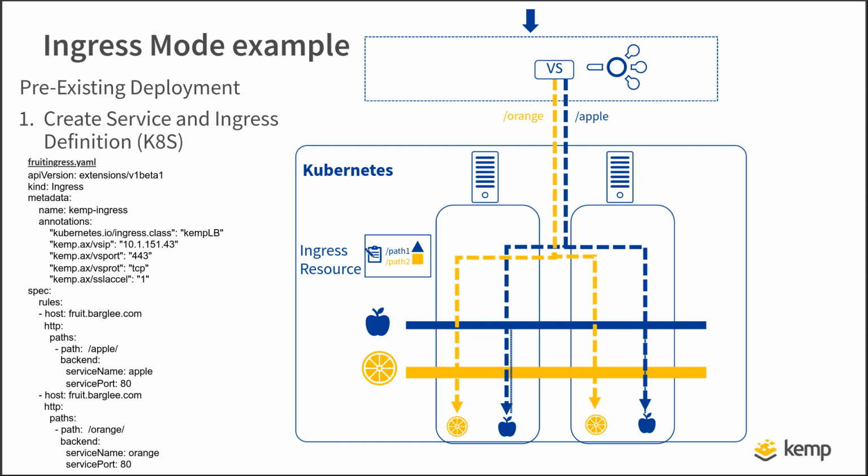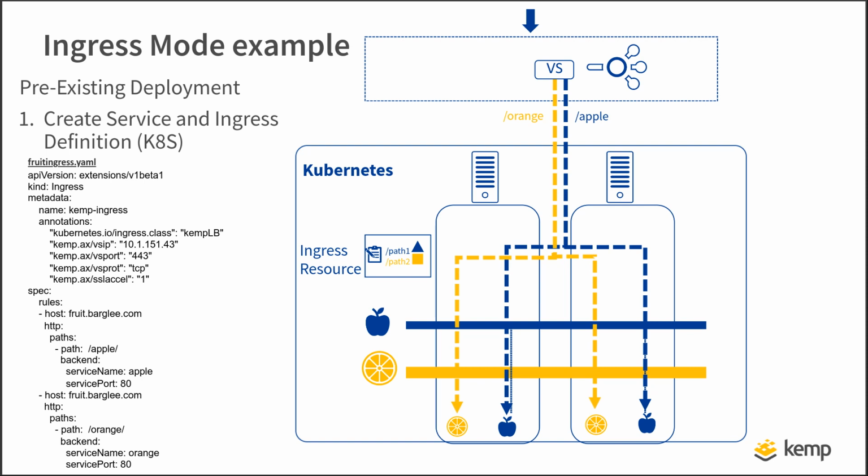You effectively define everything in Kubernetes, and then the load master will implement that once you apply that configuration. So if you see that example there, I have fruit ingress.yaml. This is effectively me saying that I want a single service that's going to send traffic to both the orange and apple services. And you can see that there's some annotations like the class is Kemp LB. We can see the VS IP, VS port, which is effectively how we're publishing it.